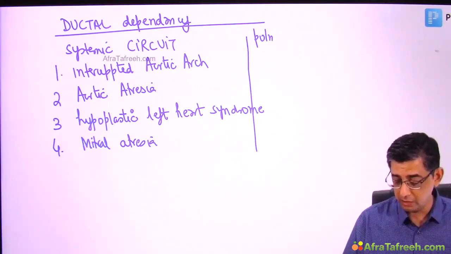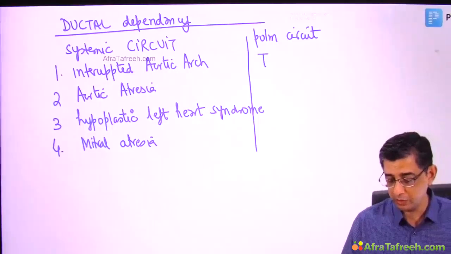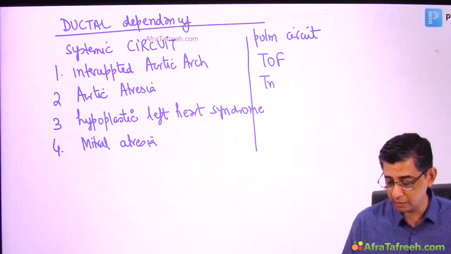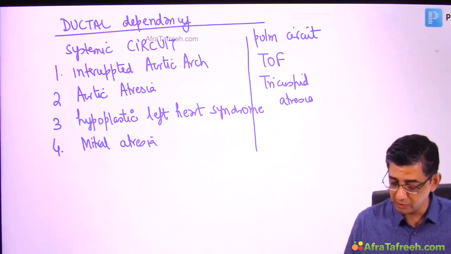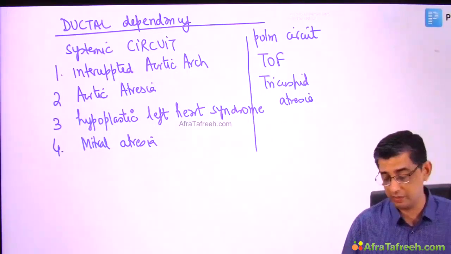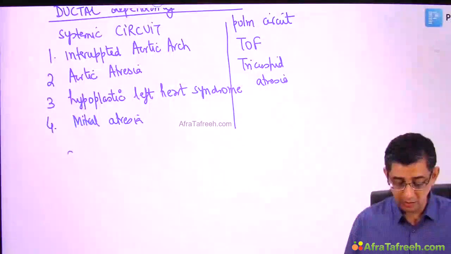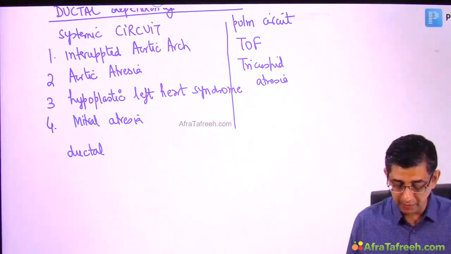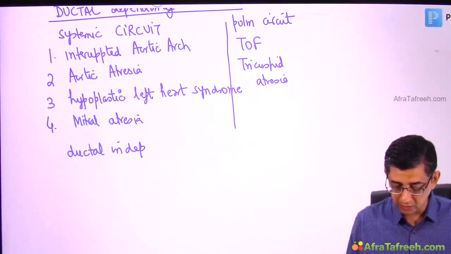In contrast, ductal dependency for pulmonary circuit was discussed with respect to tetralogy of Fallot and then tricuspid atresia. I hope you recall in tricuspid atresia, it was a single S1 and a single S2, whereas in tetralogy of Fallot, it will always be a single S2 present. Now he will use English and he will say ductal independent lesions. So this is, I would say, just playing around with English by the examiner.